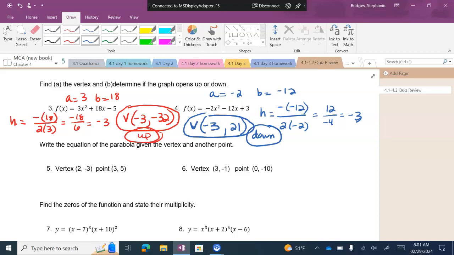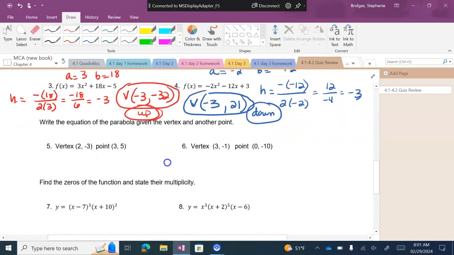All right, the next two, you're going to use the vertex and the point that it goes through to write the equation. Remember, that's where we plug the vertex in for h and k. We plug the ordered pair in for x and y. We solve for a, and then you write your equation. That's what we did a couple days ago. Take a couple minutes and work on those.